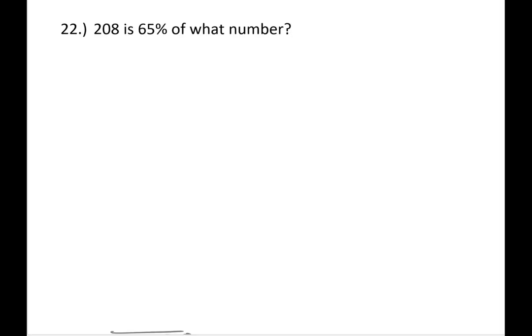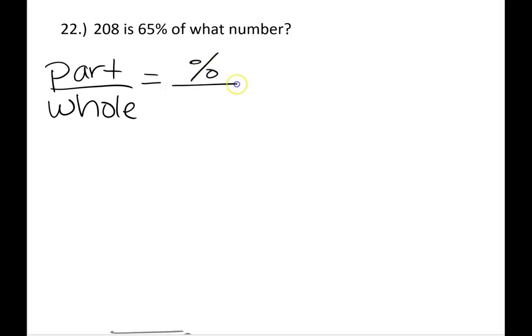22. 208 is 65% of what number? So the way that I like to solve these types of problems is to set up a proportion. So I like to start by saying part over whole is equal to the percent over 100. Now, the 100 part stays 100 no matter what. So we're going to fill in numbers everywhere else in the proportion.